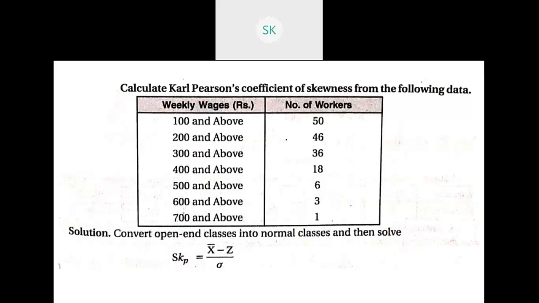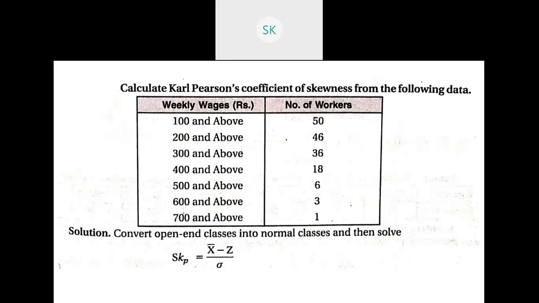You just have to calculate the standard deviation and arithmetic mean, and then check the data to see if you are able to calculate the mode. After calculating all the three things, you'll have to apply the first formula of Karl Pearson's coefficient of skewness to find out the skewness value.